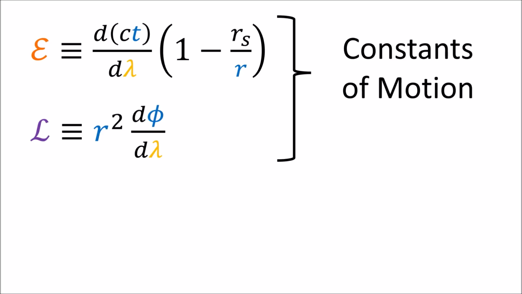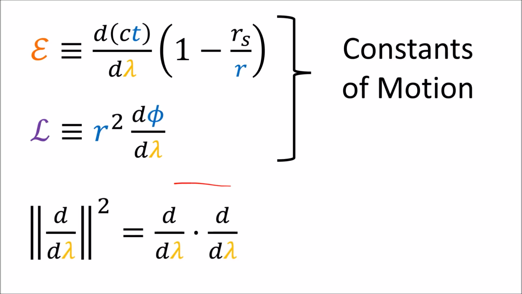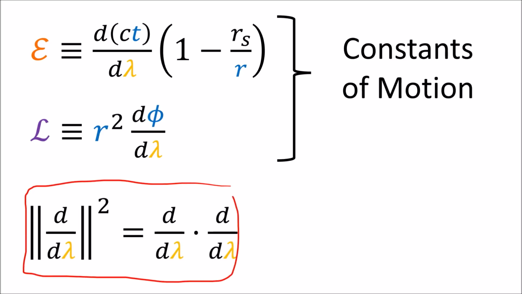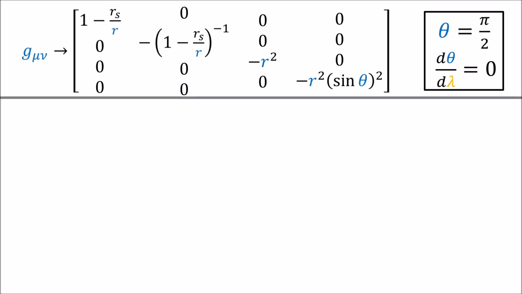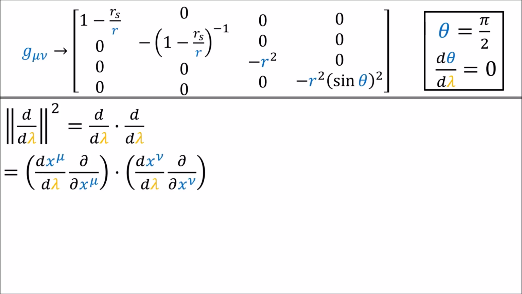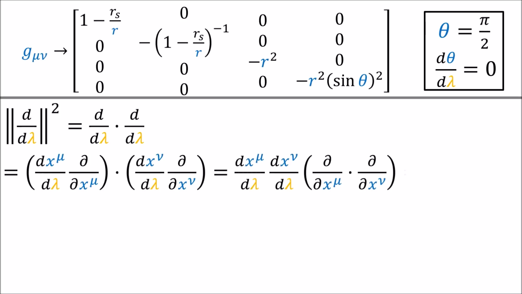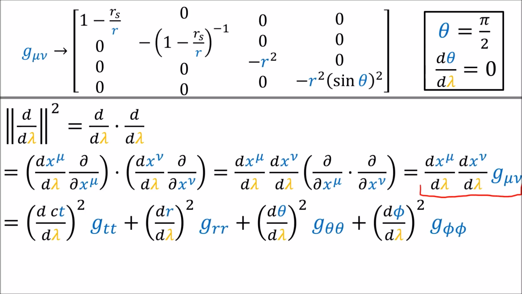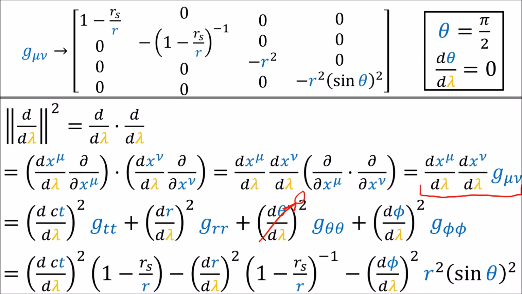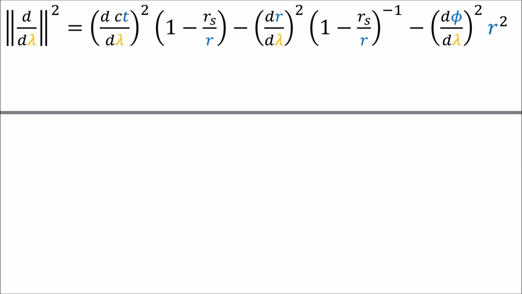But there's one more thing we need, which is an equation for the squared length of our tangent vector, which comes from the metric. Expanding the tangent vectors using multivariable chain rule, we get our standard metric formula for the squared length of a vector, which expands to 4 terms using our Schwarzschild metric. The theta derivative is 0, and plugging things in, this sine theta goes to 1. So we have a formula for the squared length of our geodesics tangent vectors.